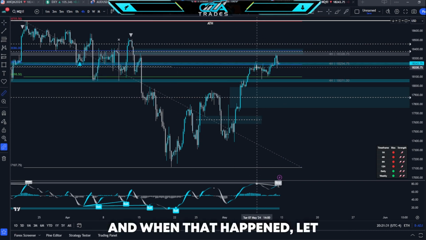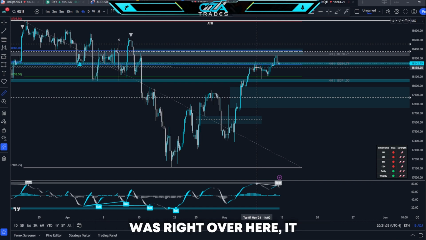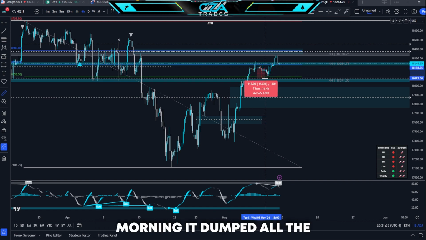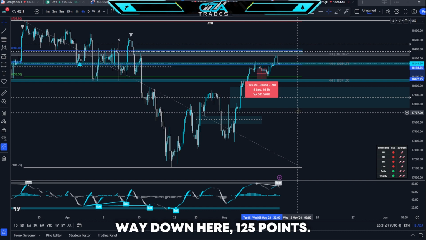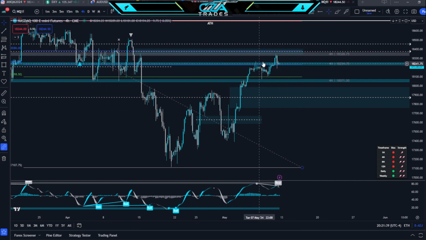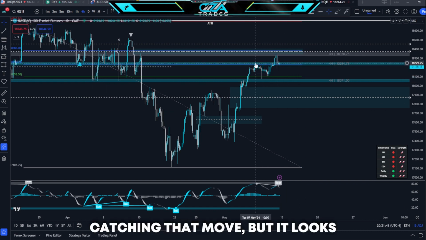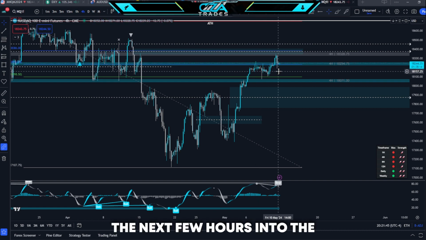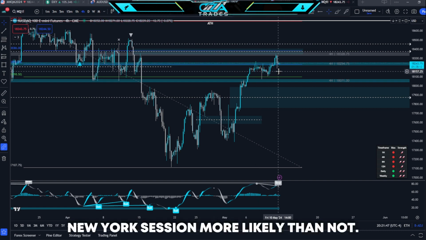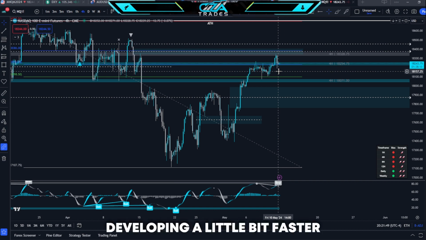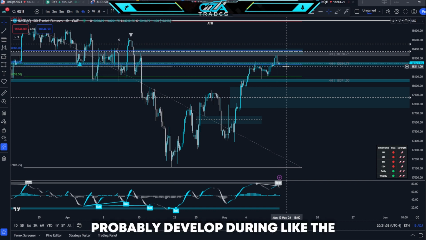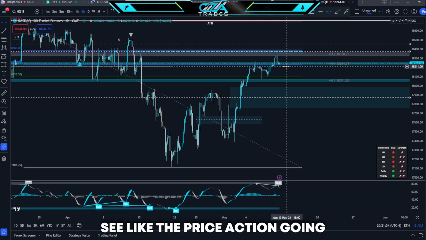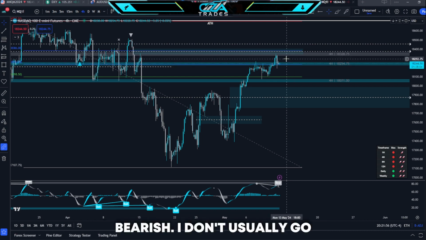So when that happened, let me just show you. Price action was right over here, it was ranging. And then the next morning, it dumped all the way down here, 125 points. So be very, very careful catching that move. But it looks like we are going to dump in the next few hours into the New York session more likely than not. If price action starts developing a little bit faster than others, then it'll probably develop during the London session. And you'll see the price action going bearish.